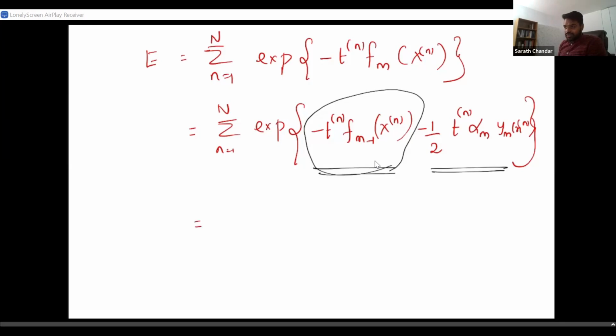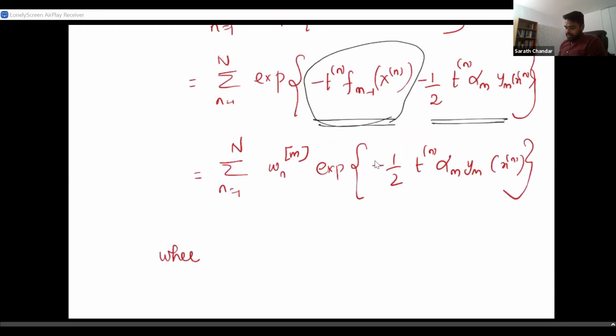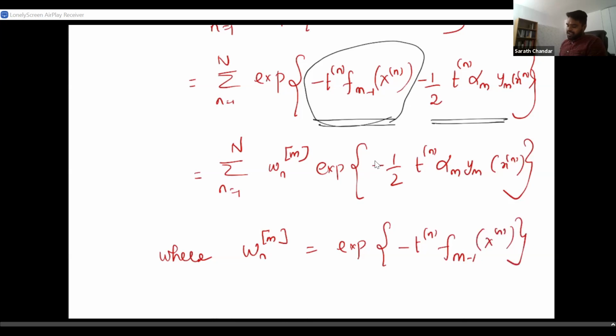So now this becomes summation over n equals 1 to capital N of wn of m times exponential of minus 1 over 2 t of n alpha m ym of xn, where wn of m is the coefficient, which is given by exponential of minus t of n fm minus 1 of x of n. So I took the constant thing and made it the weight. Now this is my new error function. Is that clear?